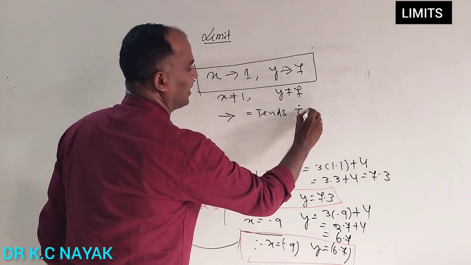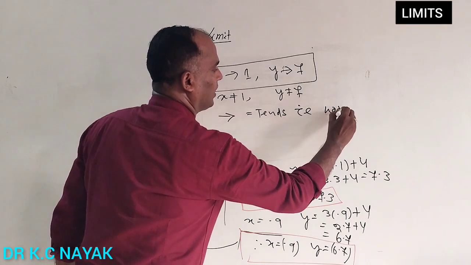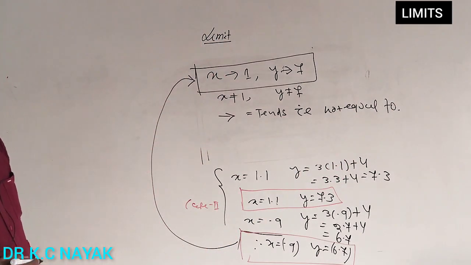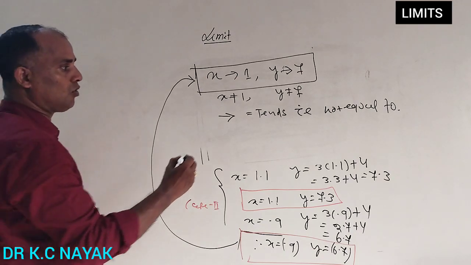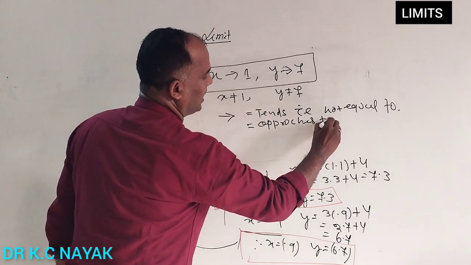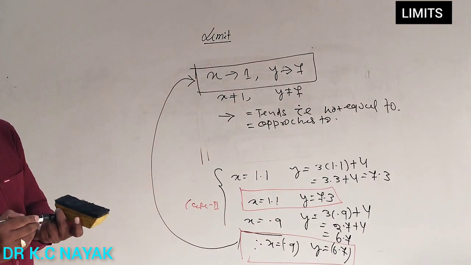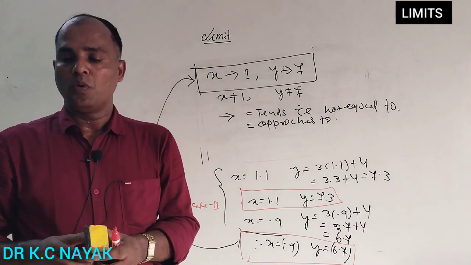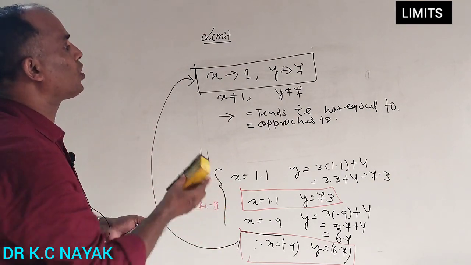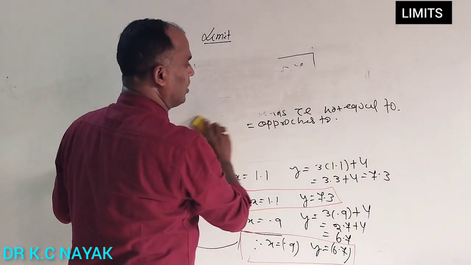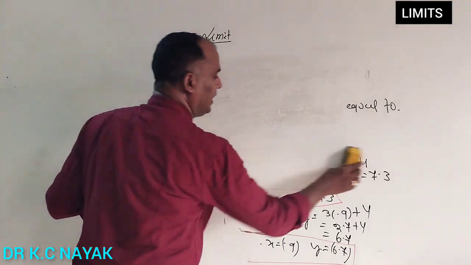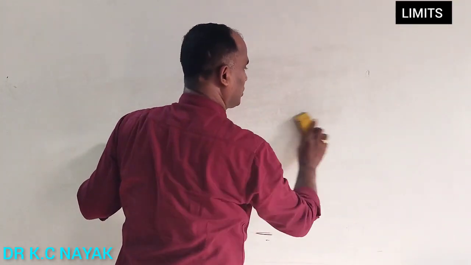Tends to means not equal to, or it approaches. For the second example, we suggested that limit is a concept of closer and closer or nearer and nearer. Again, limit is a real valued function.